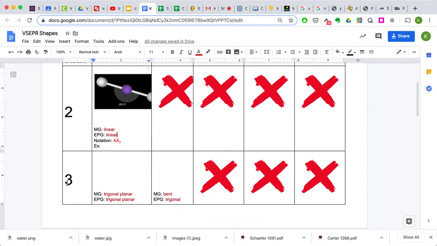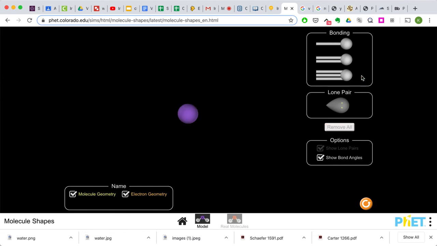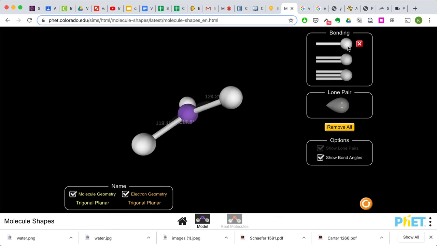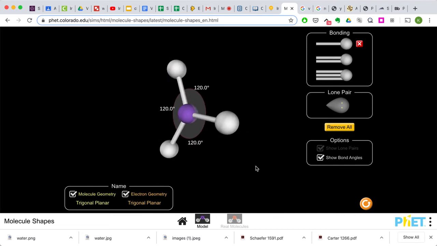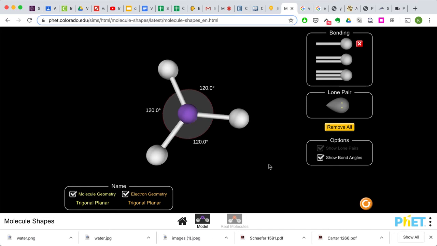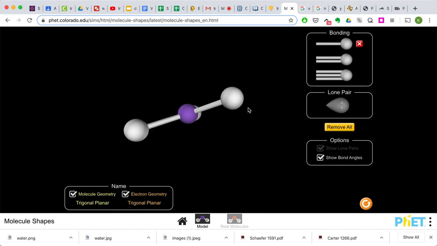So let's go back and we're going to look at 3, and let's start again. Let's start with nothing. Now, if we have 1, 2, 3, what you'll notice is you have 120 degrees. And what you'll also notice, and this is why I love this simulator, is you can see that it's flat.